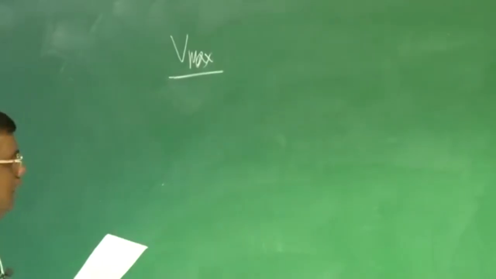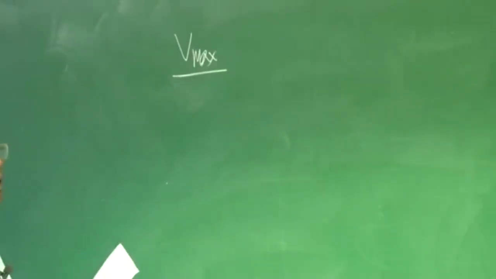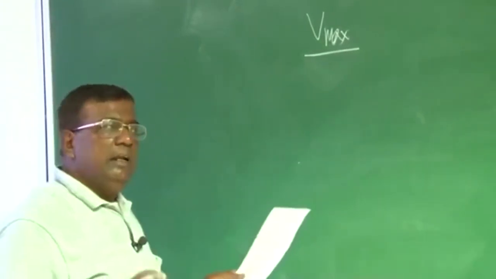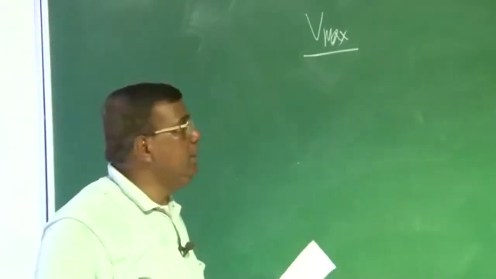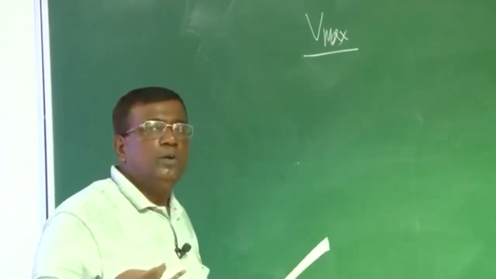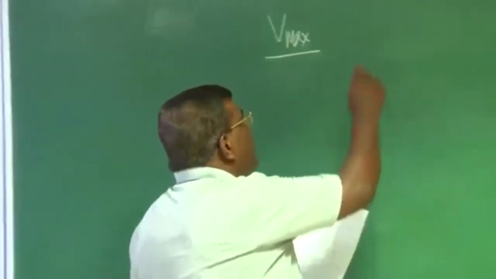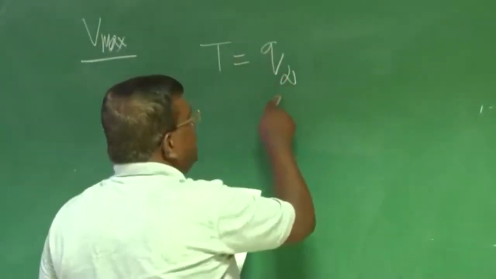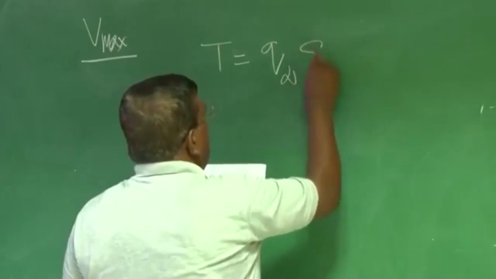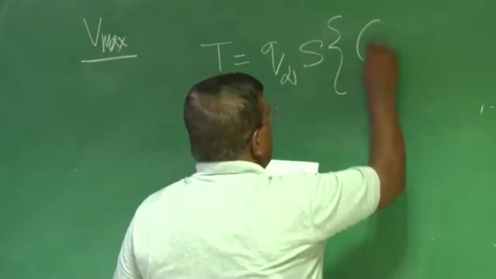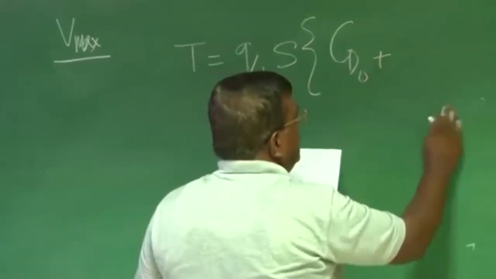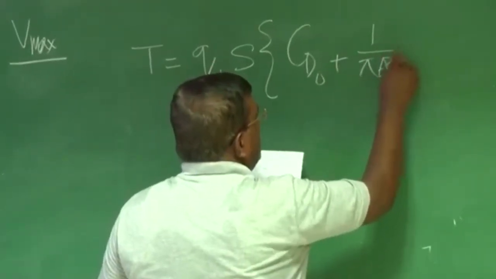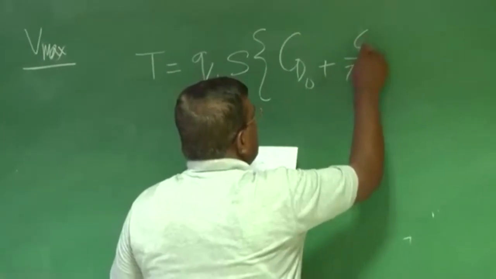It is important to see now, if I'm thinking of Vmax, maximum speed, what are the design parameters that are going to play a role, right? Before I go for power loading. You know, for a cruise, thrust equal to drag, so I can write this half rho V square, this dynamic pressure, S into CD naught plus K CL square, and K is 1 by pi, aspect ratio E, and CL square here.